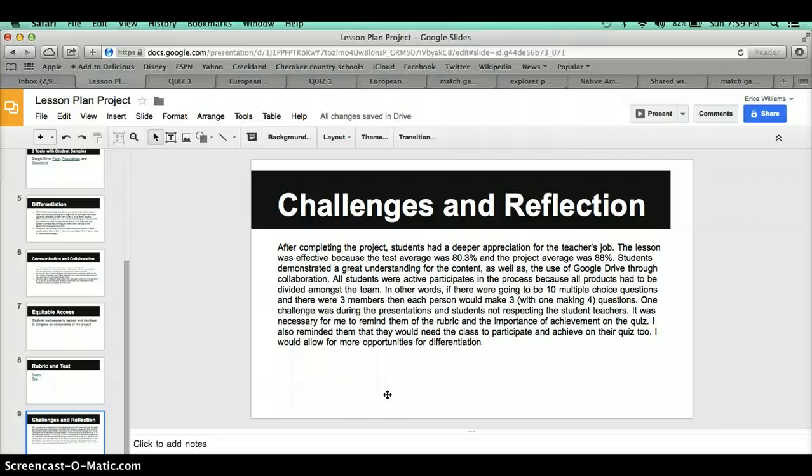One challenge was during the presentations: students sometimes didn't respect the other students as they were teaching. So I had to redirect them and remind them how important it was that they took it seriously and achieved on the quiz, because it would impact their grade. I would say, from a teacher's perspective, one thing I would make sure of is that I planned everything and that the students had familiarity with Google Drive. So that's my project.